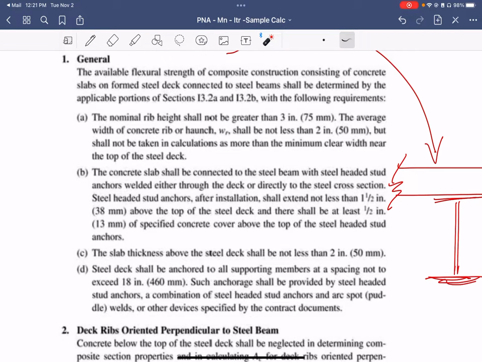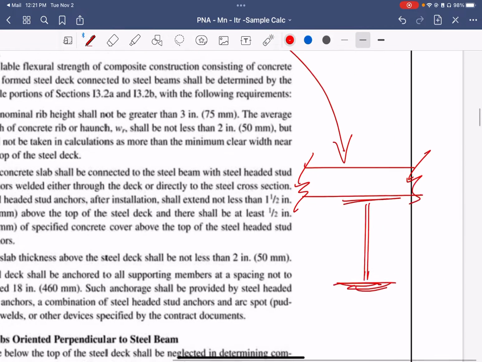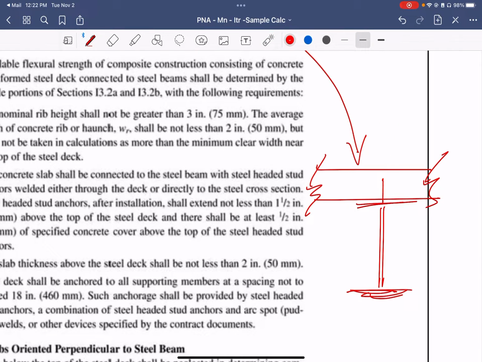The concrete side should be connected with steel-headed stud, welded either through the deck or directly to the steel. Pretty much what happens is that you burn through the deck, and the headed stud is what we refer to as a Nelson stud. It's usually a 3/4 inch diameter, so the diameter of this is typically 3/4, and this is the head.